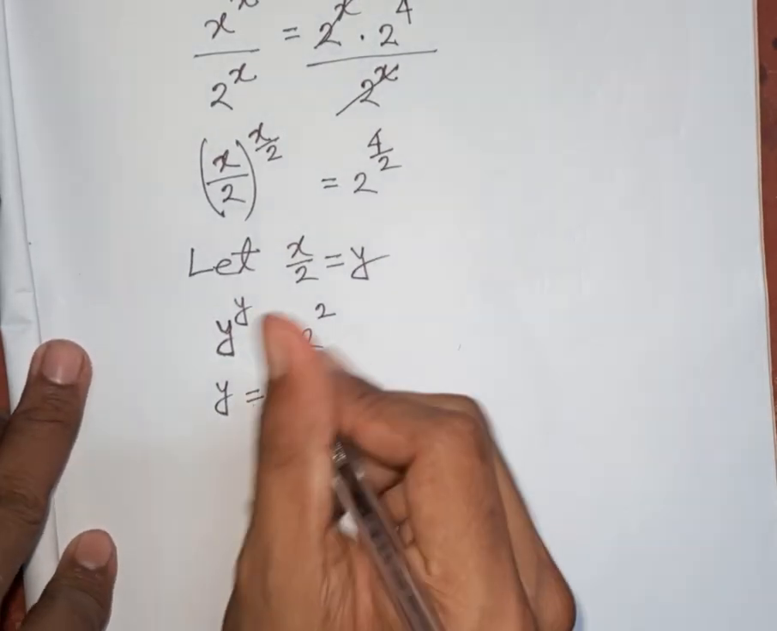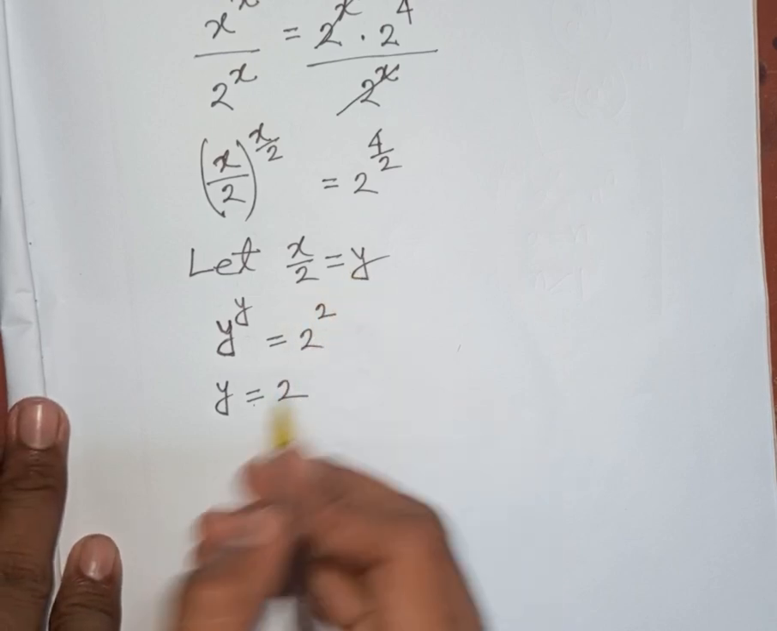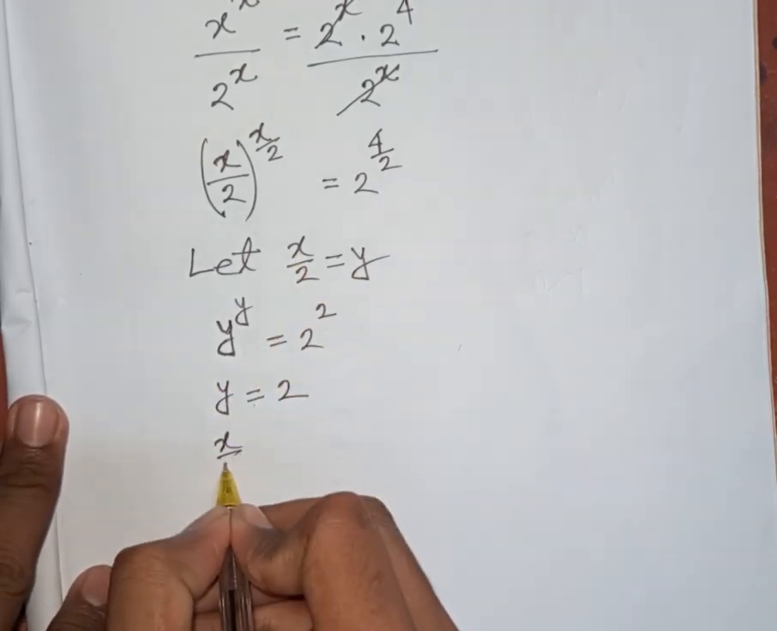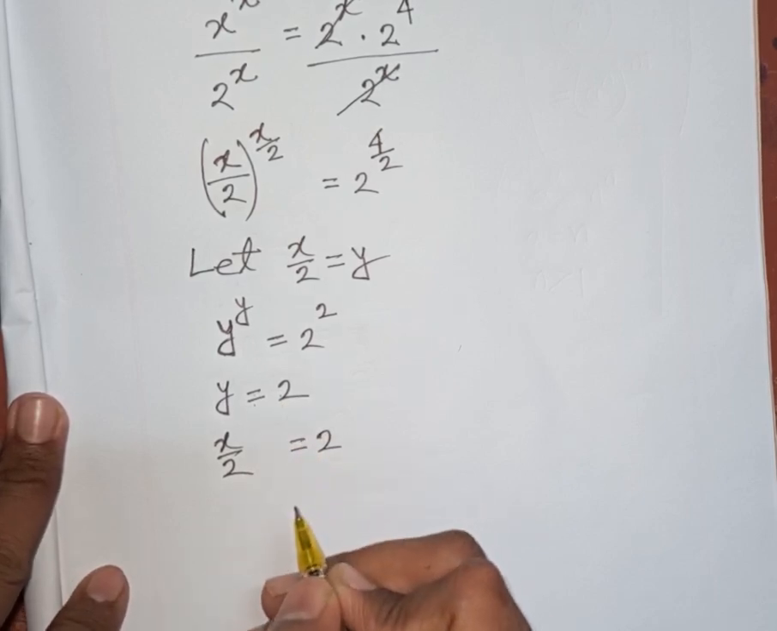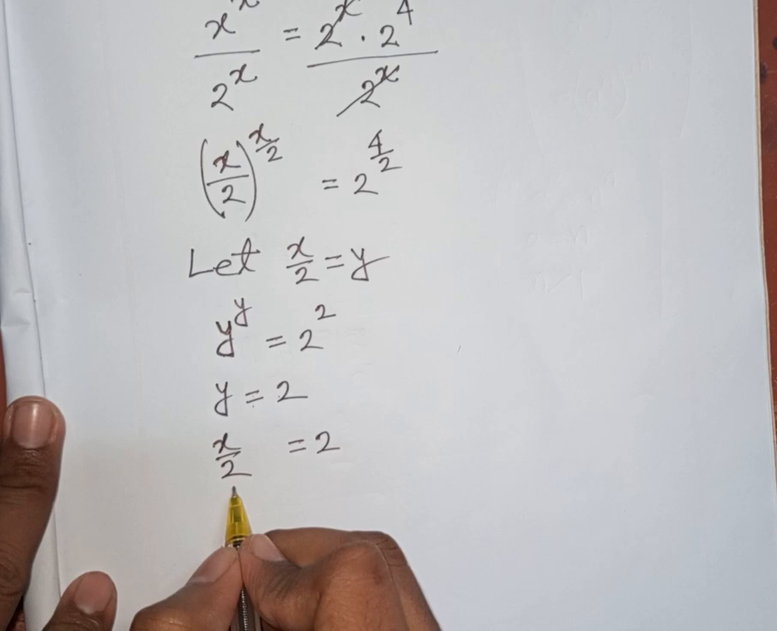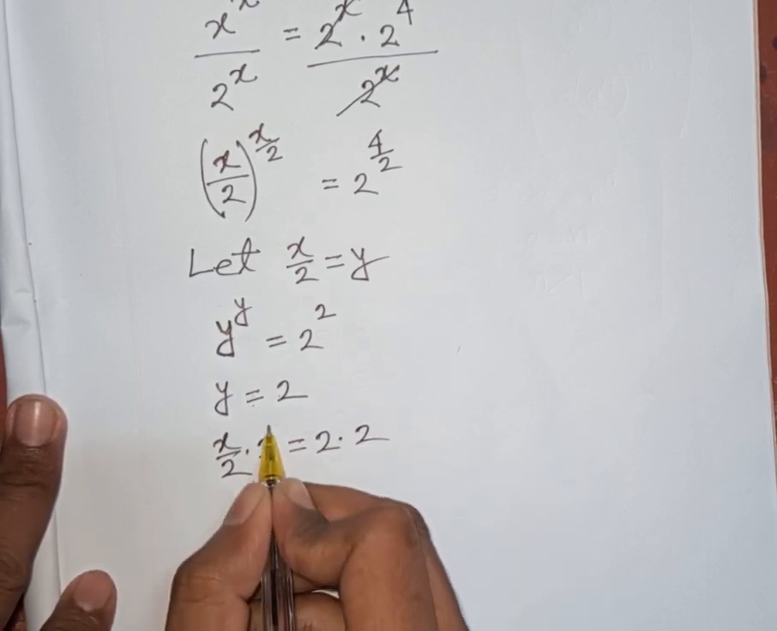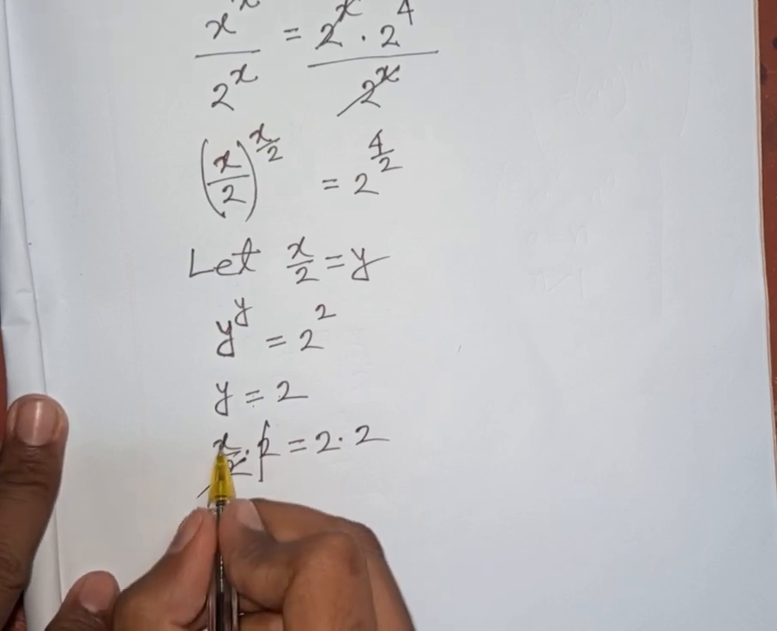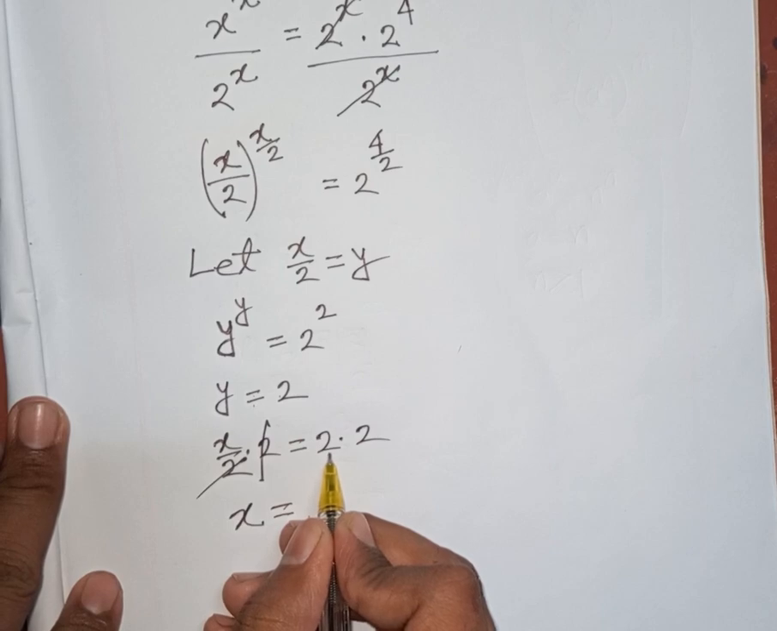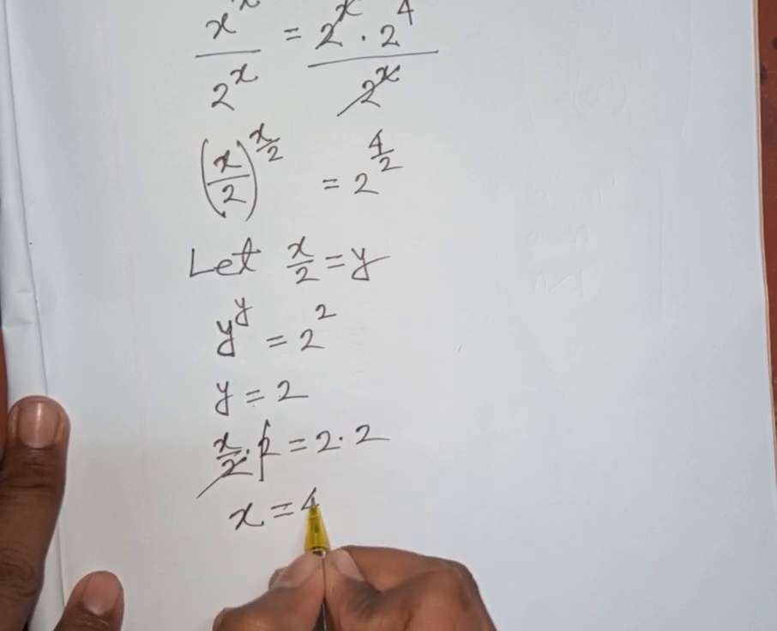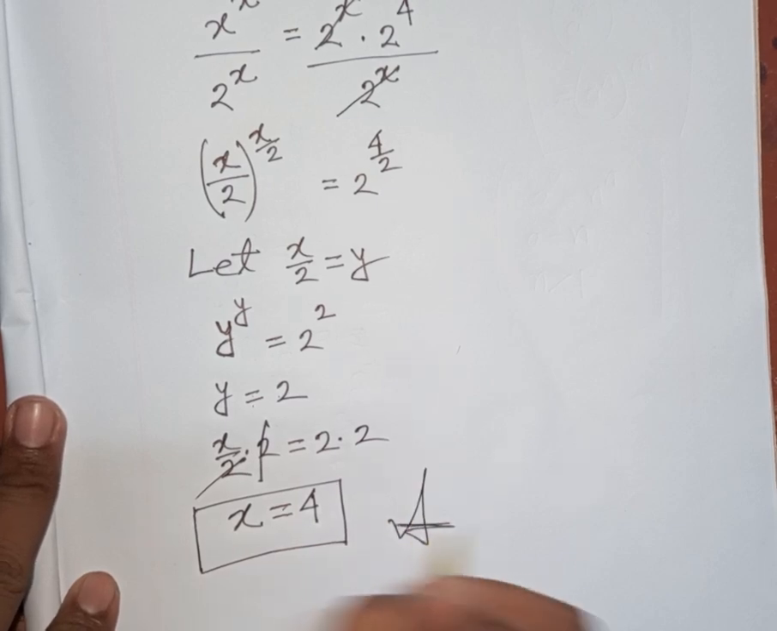But remember that x over 2 is substituted by y. So y, that means it will be x over 2 then is equal to 2. Now we need the value of x, so multiply by 2 in both sides. So multiply by 2 multiply by 2. So this 2 will be cancelled. So here x will be equal to 2 multiply by 2, that means it will be 4. So 4, this is the value of x, so this is our final answer.